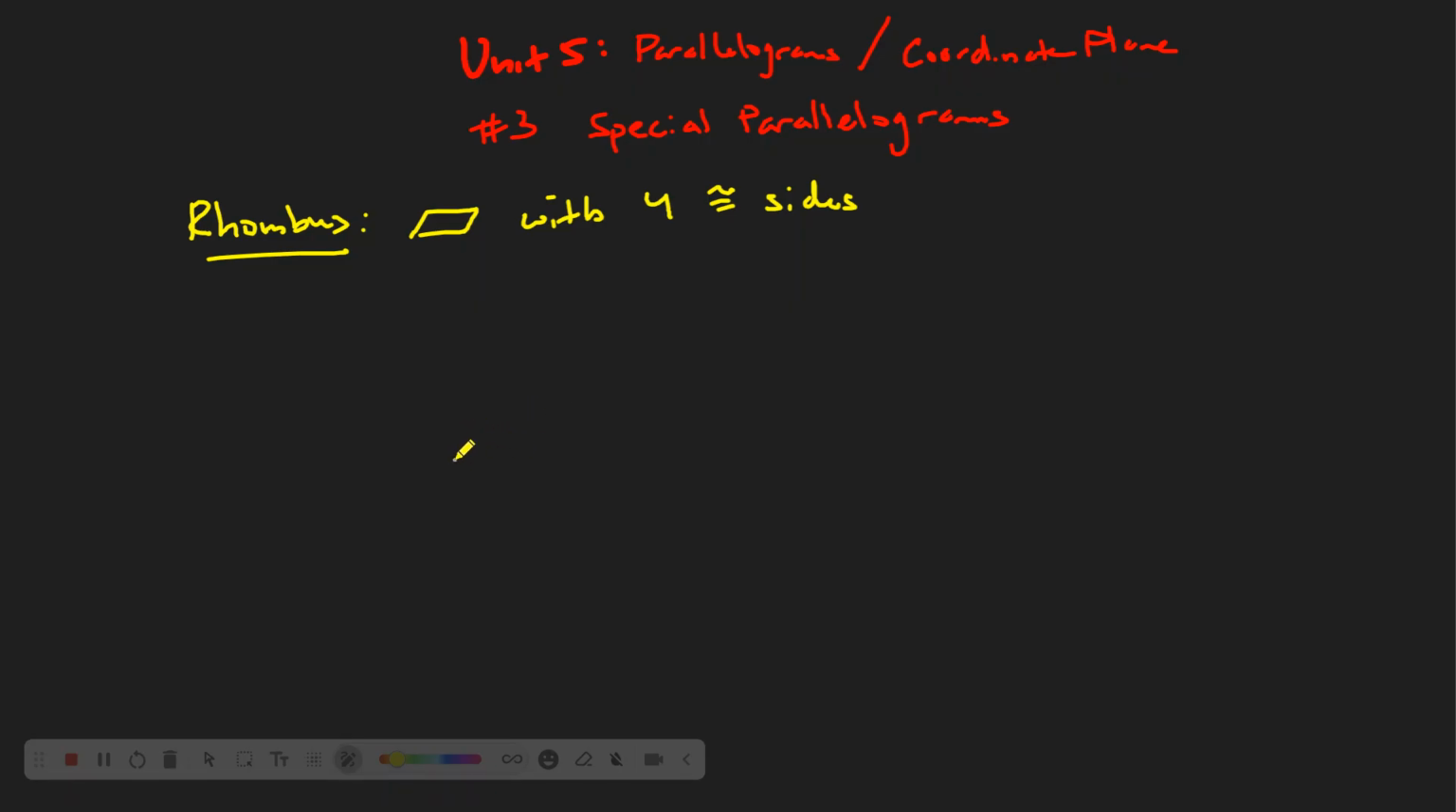Now some people call this a diamond, right? So when you were a kid, maybe it was a diamond, right? So I'm going to draw this picture over here. So it looks like a parallelogram, but instead of having the opposite sides congruent, all 4 sides are congruent. So this time it looks like a square kind of angled. Good. And we'll call this PQRS.